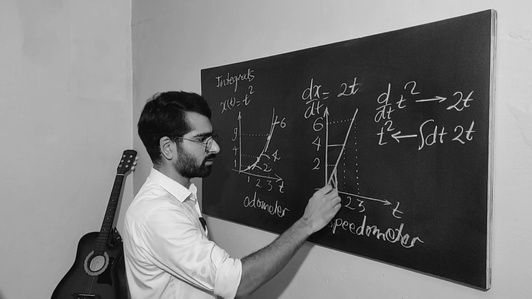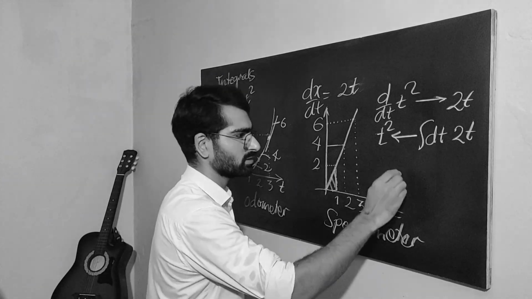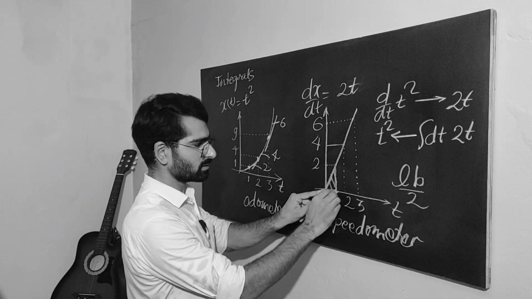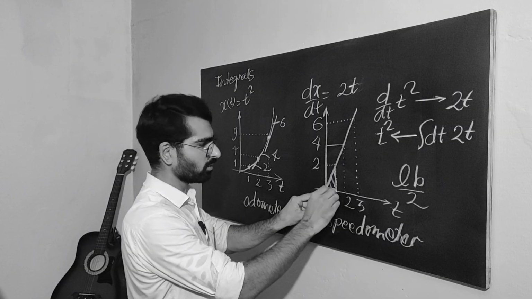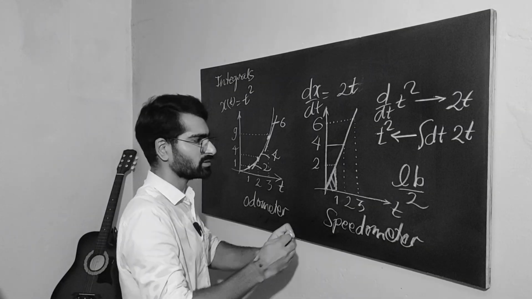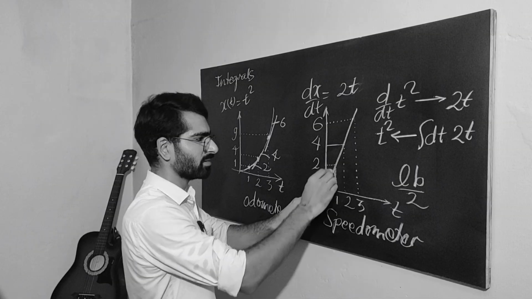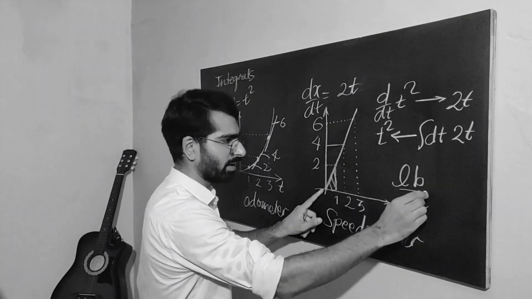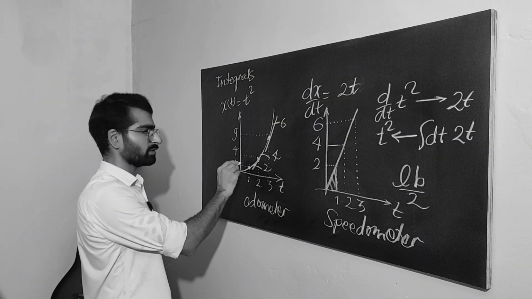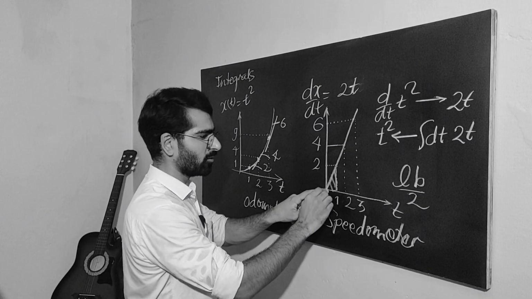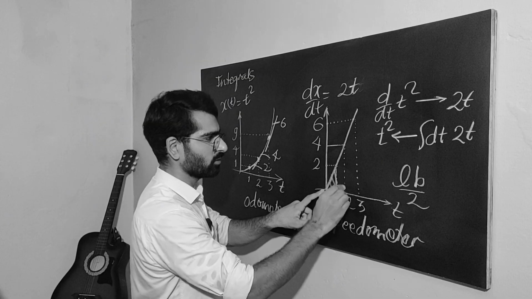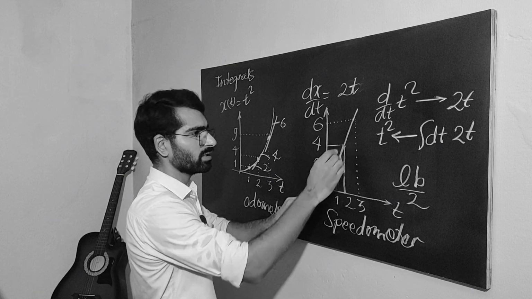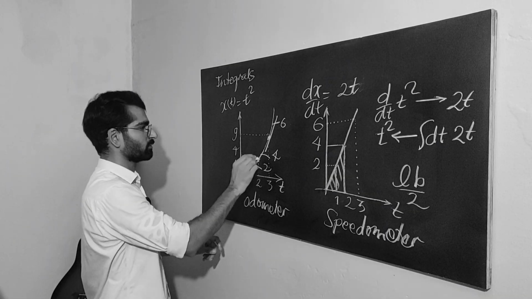And this area looks like a triangle's area, which is length times breadth divided by 2. So you think of this dimension as the length in time dimension, and you think of this as the breadth in velocity dimension. So 1 times 2 divided by 2 gives you 1 meter. Right? Now if you want to find how far you have moved after 2 seconds, you find this area. 2 times 4 is 8 divided by 2 gives you 4 meters.